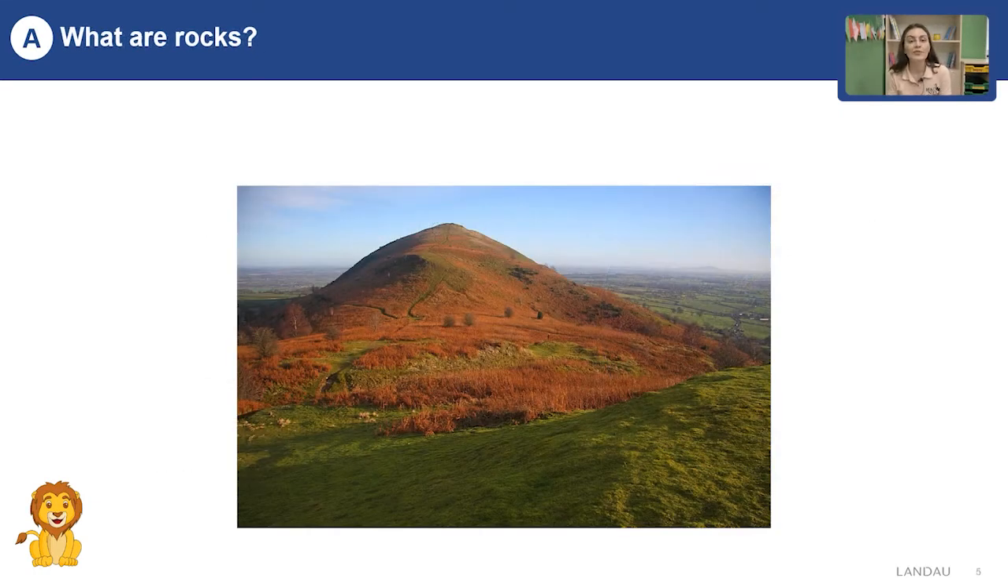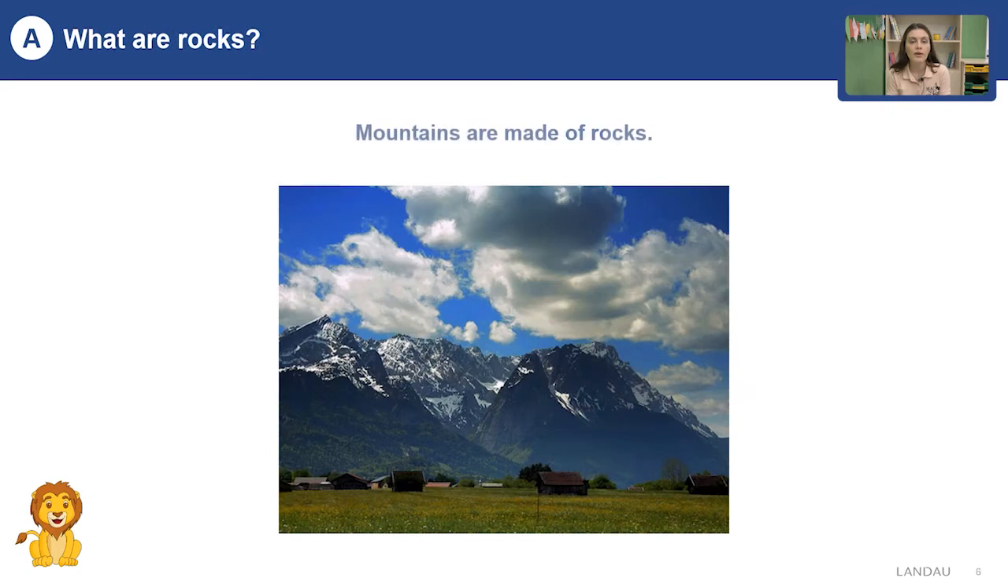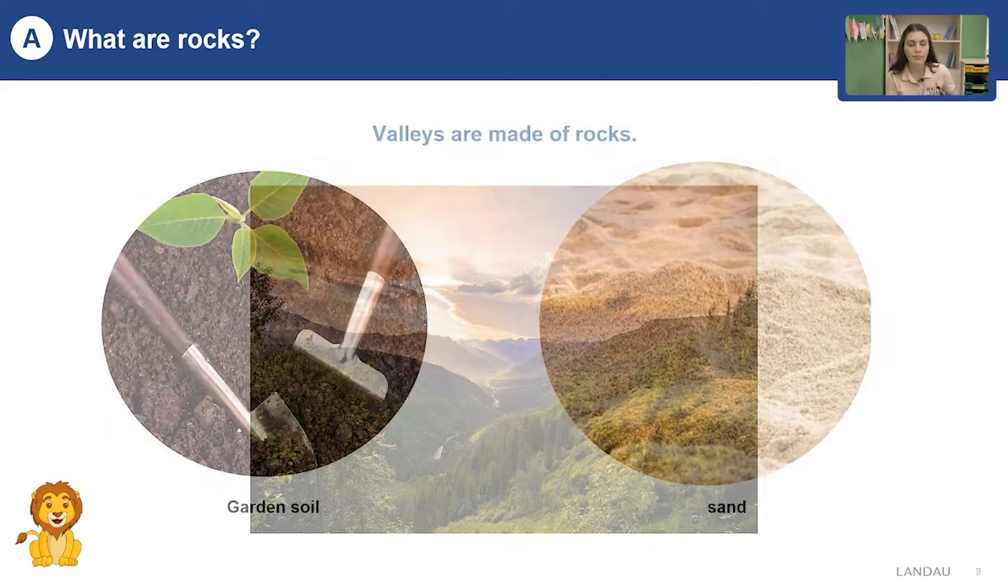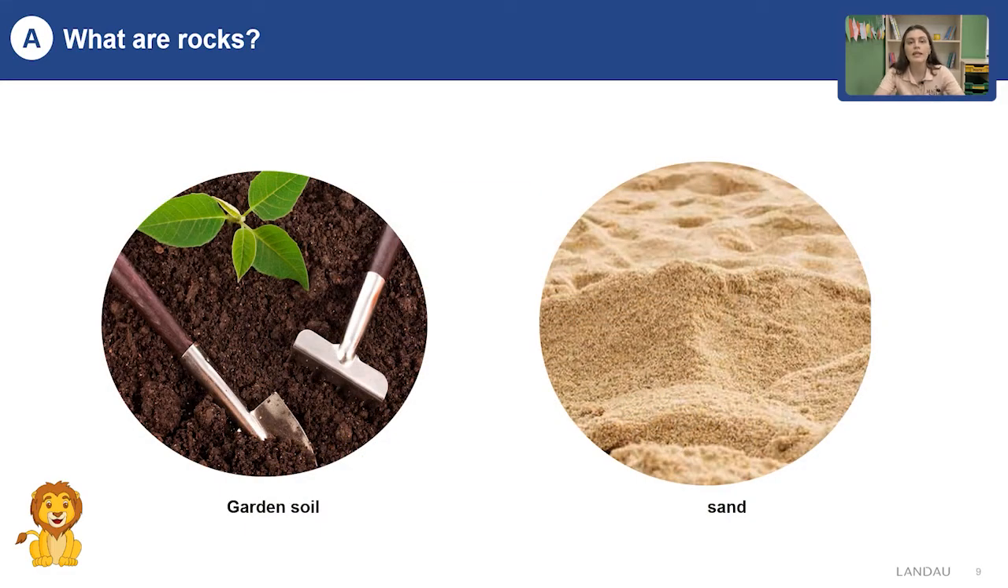Now, guys, I would like to share with you the places where you can see rocks. Actually, hills are made of rocks. Mountains are also made of rocks. There are also valleys which are also made of rocks. You can see rocks even in garden soil and sand.